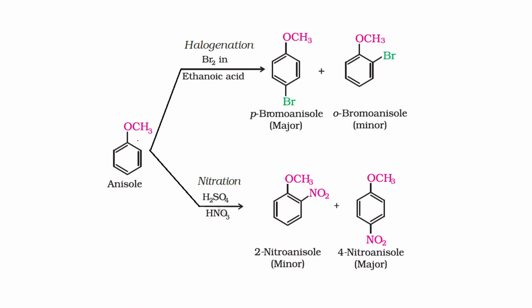Now see the reaction. This is anisole. It undergoes halogenation, and if bromine is there, this is bromination in the presence of ethanoic acid. We will get para-bromoanisole as a major product and ortho-bromoanisole as a minor product. Nitration: the nitrating mixture is H2SO4 and HNO3. We will get 2-nitroanisole as a minor and 4-nitroanisole as a major product.